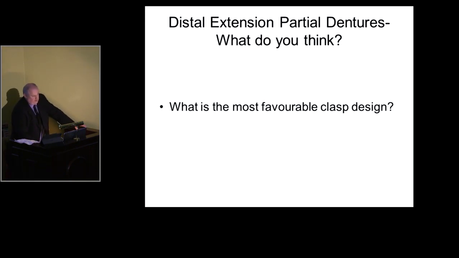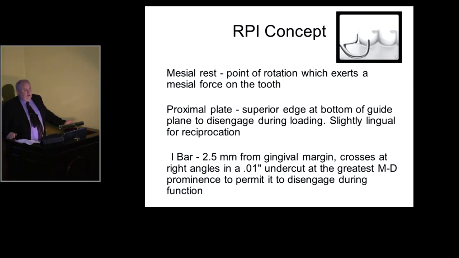Distal extension partial dentures. Special category of partial dentures. You've got that from what I've been describing. So what's the most favourable clasp design in mandibular Kennedy 1 partial dentures? What's the most favourable clasp design? 3 letters. RPI. Great. So the RPI concept. So what does it allow us to do? What is it? R stands for mesial rest. It directs the loads down the long axis.